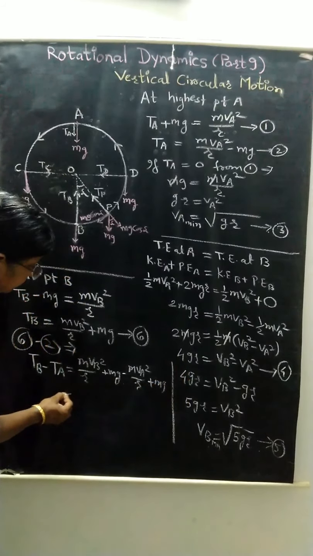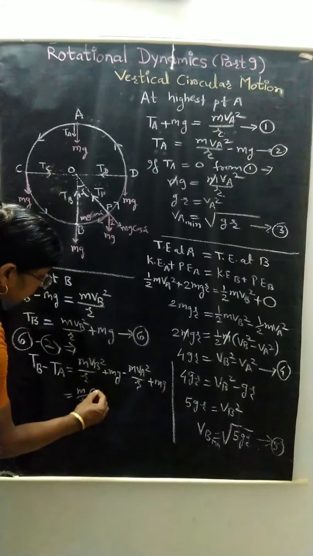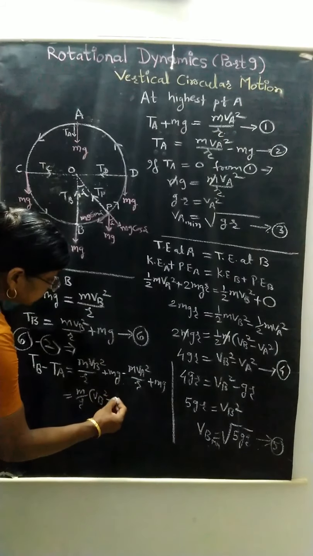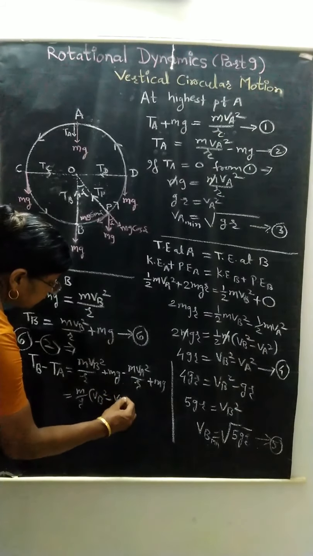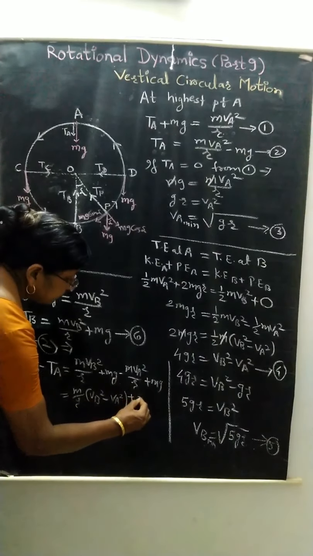So we will get m by r Vb square minus Va square plus 2mg.